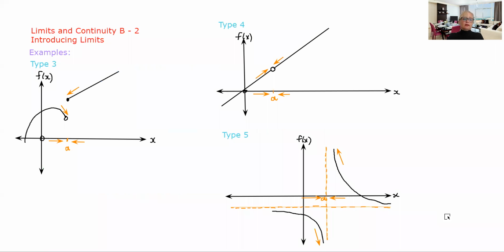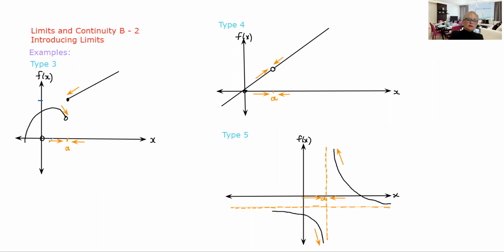Okay, type 3. Type 3 would happen if you were to have a piecewise function with a discontinuity. If you're trying to find the limit at that discontinuity, then as you're coming in from the right and using that rule that's applicable for the x values to the right and up to and including the dot there, you're going to get a certain value as your limit, which will be this y value here. It will be the y value from that function rule subbing in x equals a.